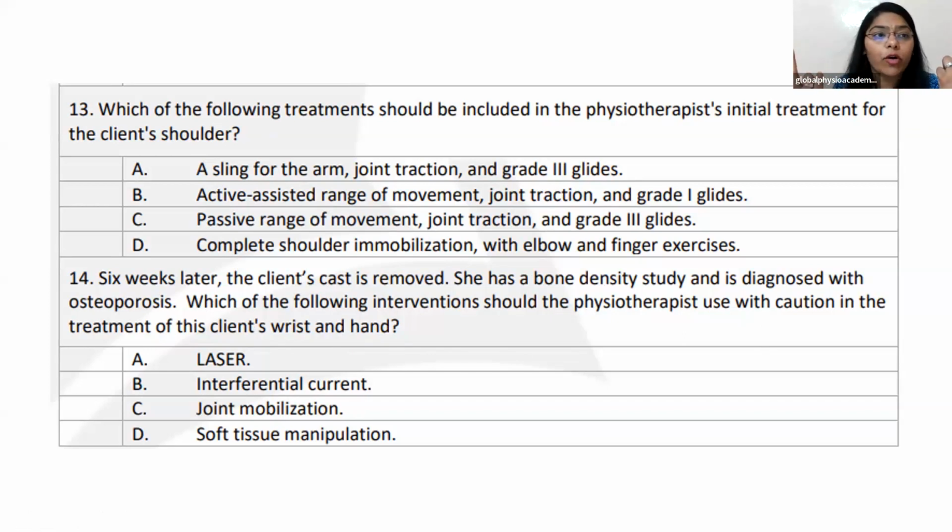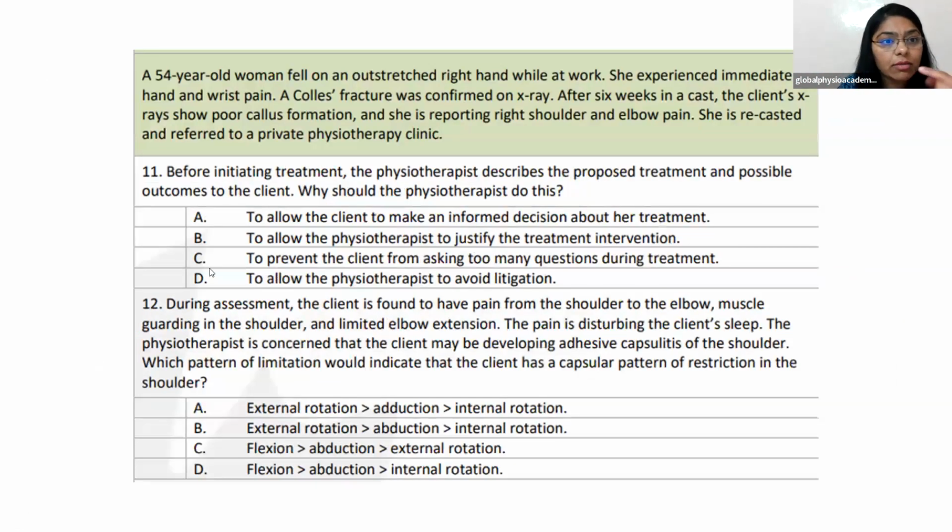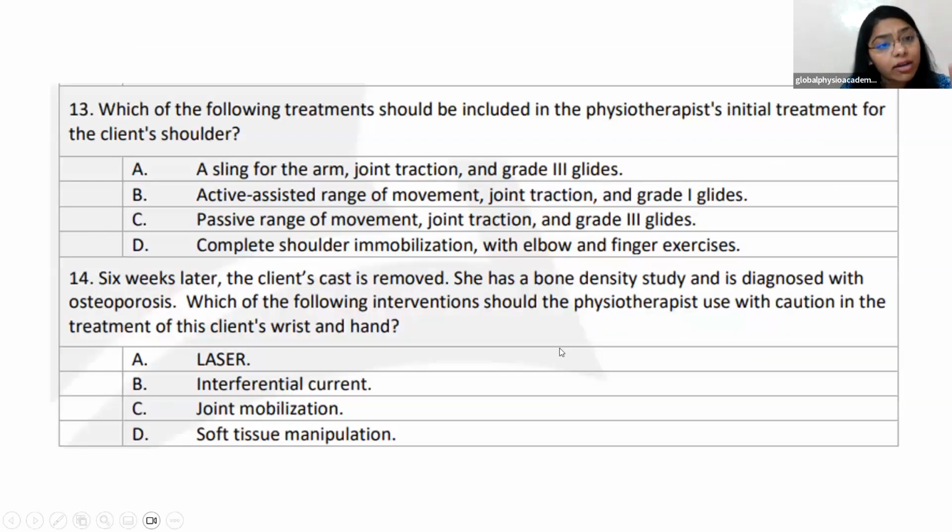So there are two types of contraindication, absolute and relative. So your vignette is Colles' fracture, but the first question is ethics. The second question is shoulder. The third question is initial treatment. And the fourth question is osteoporosis. So they are rotating through all the conditions.